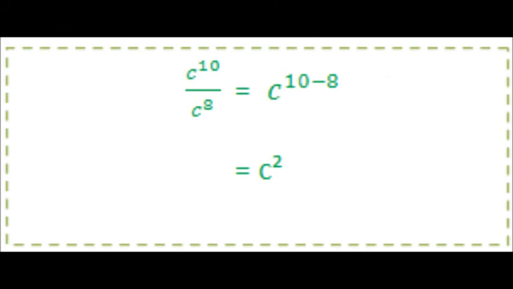Number 3. c raised to 10 over c raised to 8 equals c raised to 2. Subtract its exponents. 10 minus 8 equals 2, and keep the base c for you to have c raised to 2.